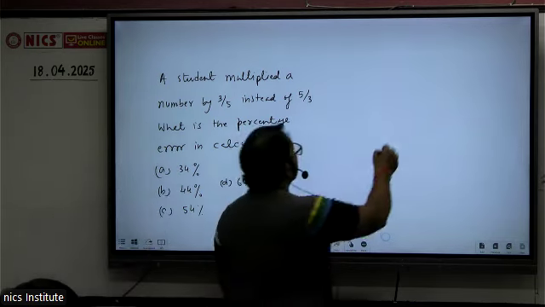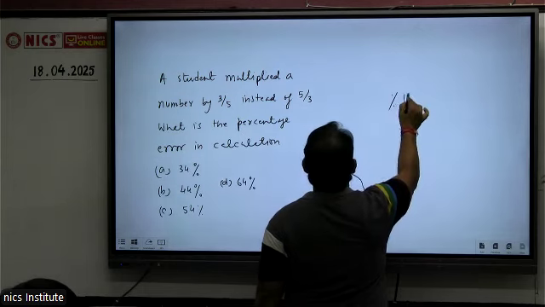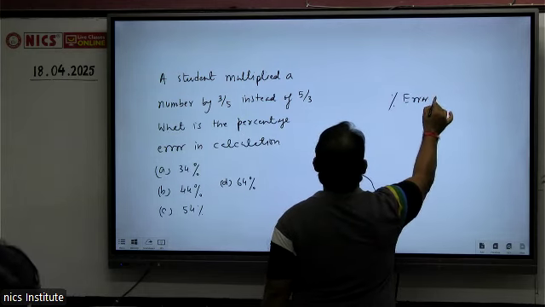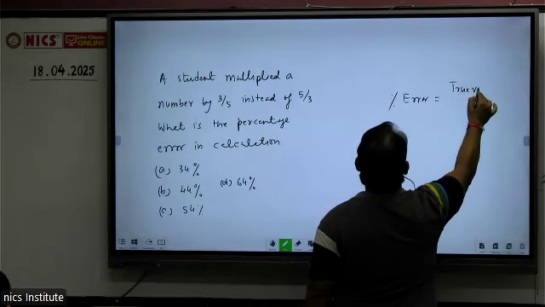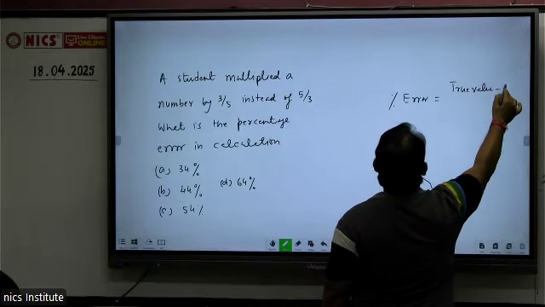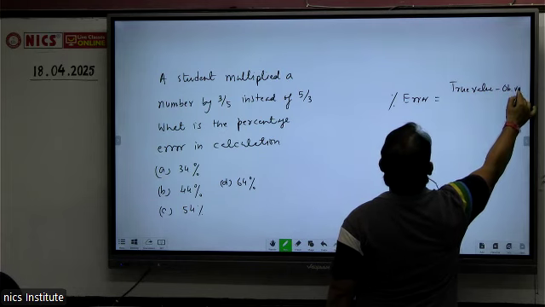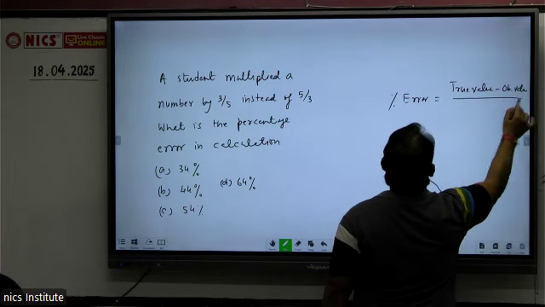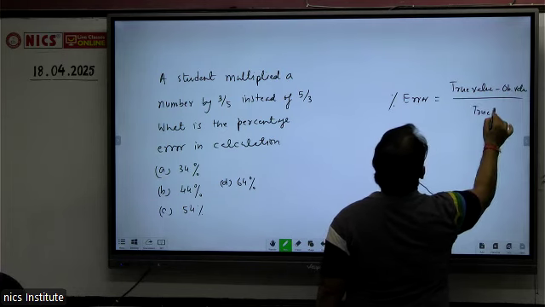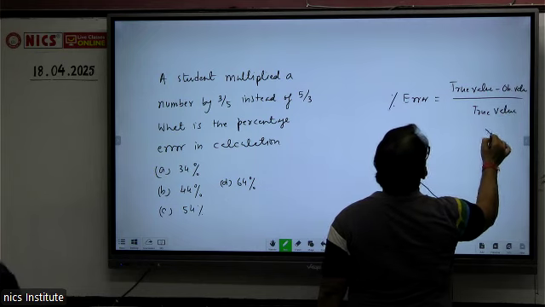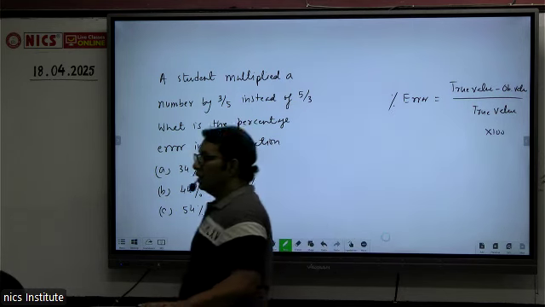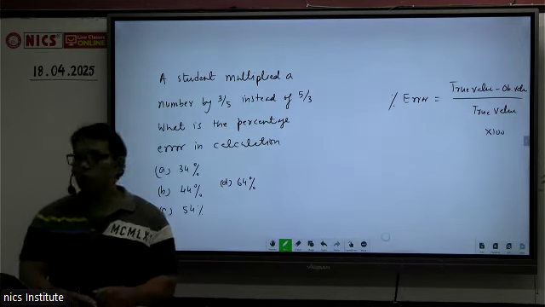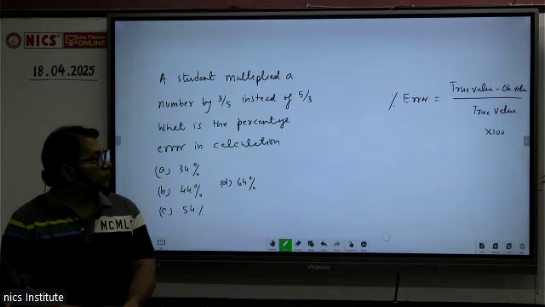You see, the percentage error is always true value minus observed value, by the true value, into 100. Percentage error is always true value minus observed value upon true value.